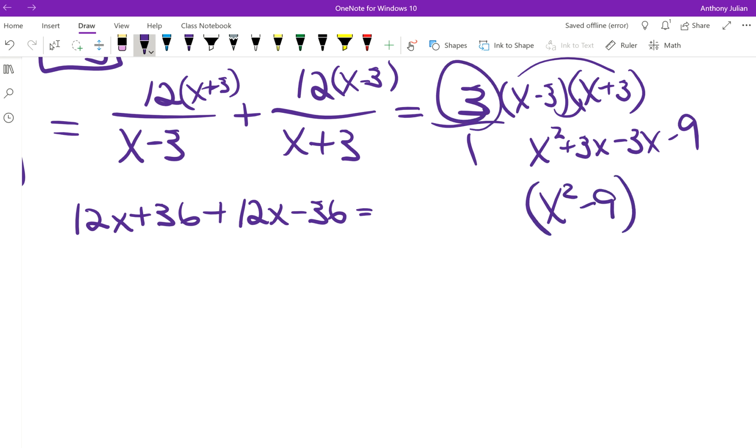And then I got to multiply it by this 3. So that's going to give me 3x squared minus 27.